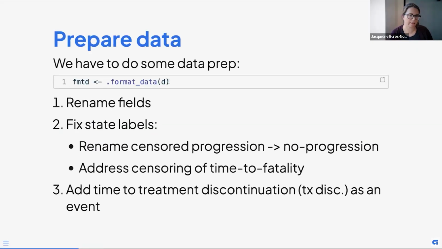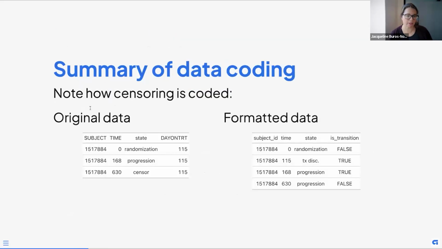So in the example, there's a function format data that prepares the data. It basically does these 3 things. I'll summarize here. The original data looks like this, where we have 3 states and days on treatment. And this is how it looks after it's transformed. So we've added the censoring time as a record with is transition false.